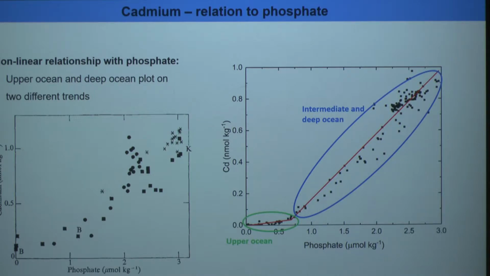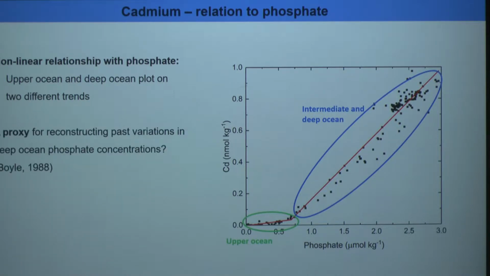And so this was pretty exciting because phosphate, as you know, is a major nutrient, and if we have something that correlates with phosphate in such a nice way like cadmium does, if we find an archive where we preserve cadmium, we could potentially use it as a proxy to reconstruct past ocean nutrient distributions, which would be pretty interesting.